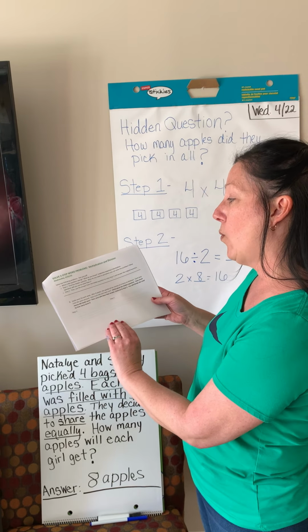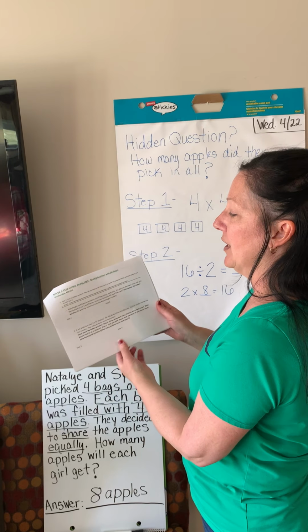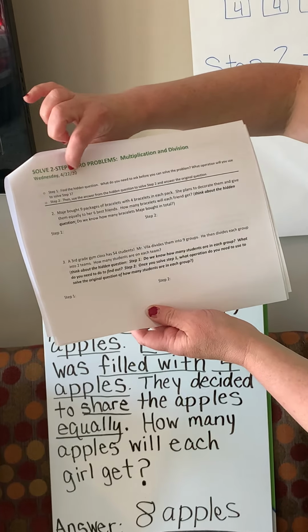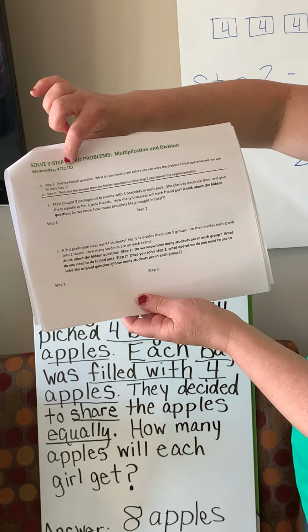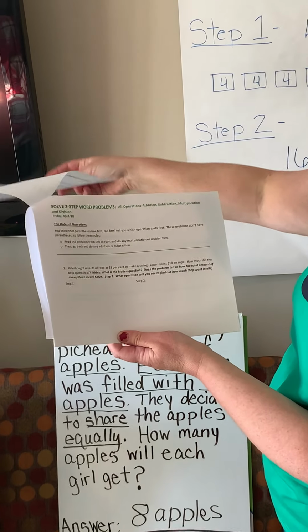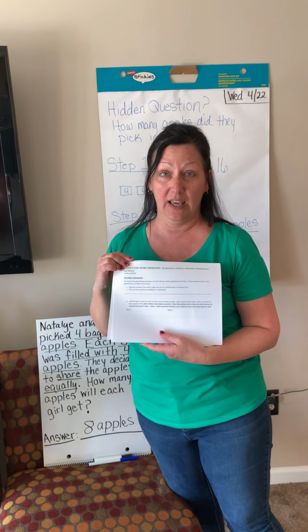So this space is for you to use the strategy that works best for your brain, okay? So for Wednesday, you have 1 problem. If you flip over again, you will see that each page is labeled Wednesday 4/22. You have a total of 3 problems, okay? And then we'll go over Friday's lesson in the next video.